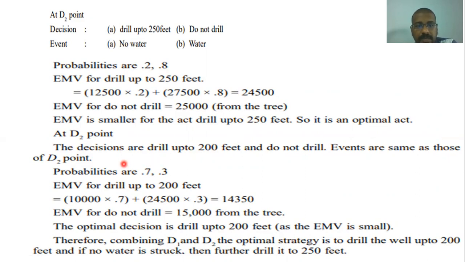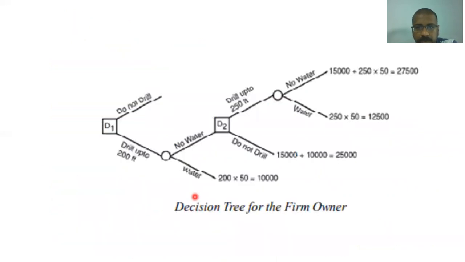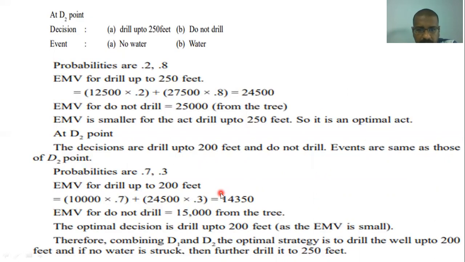The next one is D1. At D1, either we drill or we do not drill. The probability of finding water at 200 feet is 70%, and not finding water is 30%. So 10,000 into 0.7 plus 24,500, which is the minimum EMV we took for decision D2, into 0.3. So with water is 70% and no water is 30%, and you arrive at 14,350.